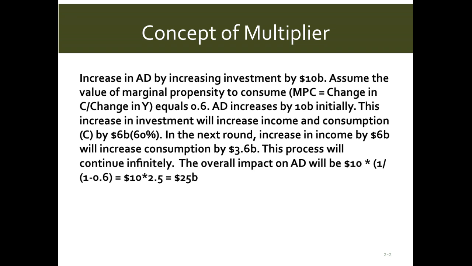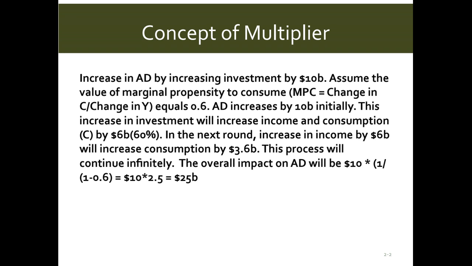And those people will keep 40% and spend 60% of that income. So 60% of $6 billion is $3.6 billion. So this is the second round. Then it will continue. Every time, this expenditure will become income of someone else, and that person will spend 60% of whatever he or she receives. So this process will continue. This is basically an infinite sequence.